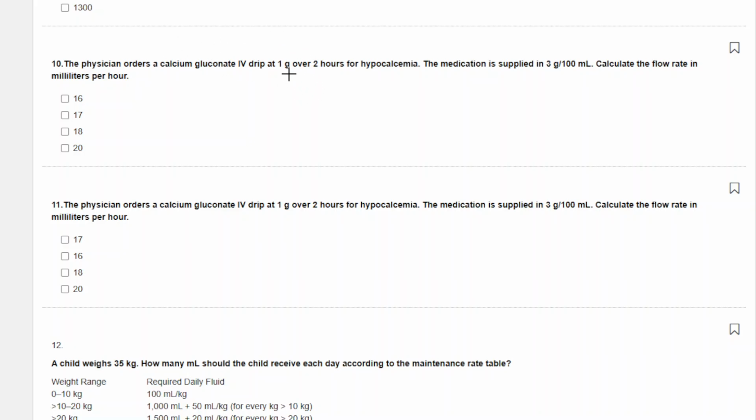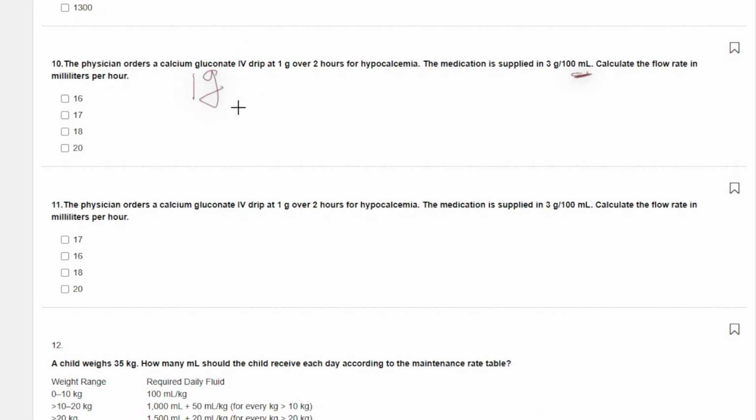The physician orders an IV drip of 1 gram over 2 hours. The medication is supplied as 3 gram in 100 ml. What is the flow rate that you will use in that particular question? All right, the physician ordered the calcium, which is 1 gram over 2 hours. So that is the order right there. You have 1 gram.